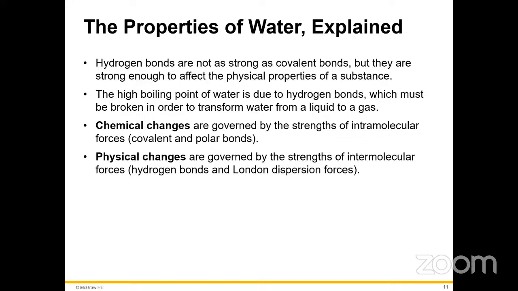For example, the high boiling point of water that we talked about earlier is actually due to hydrogen bonds. They're relatively strong, and therefore, if you want to boil water, in order to convert it to a vapor, you have to heat it to a relatively high temperature so as to break those hydrogen bonds, and therefore the molecules can escape as individual gas molecules, all right?